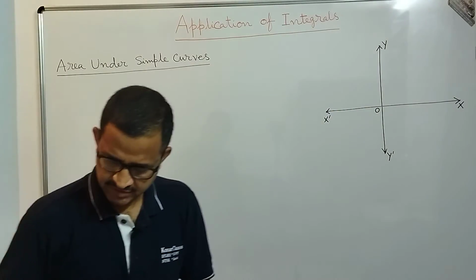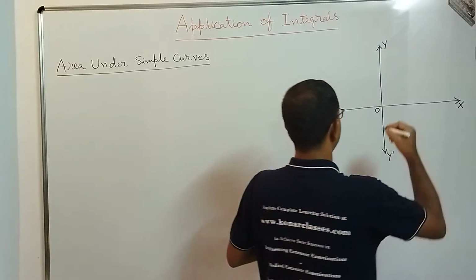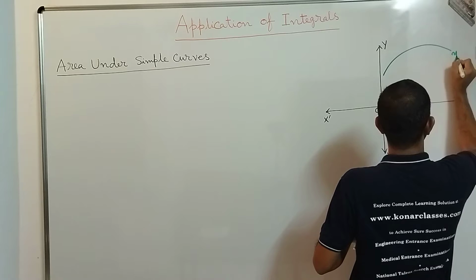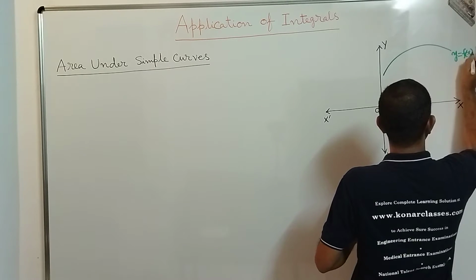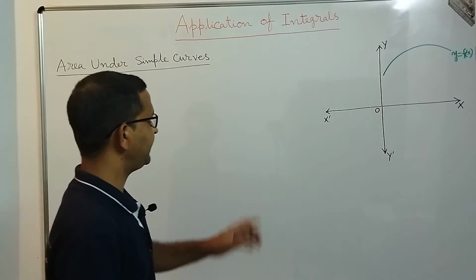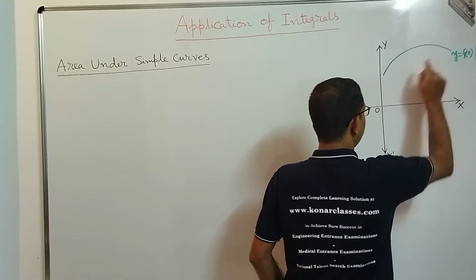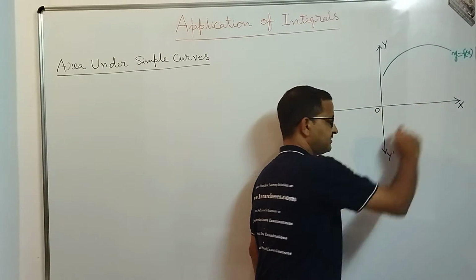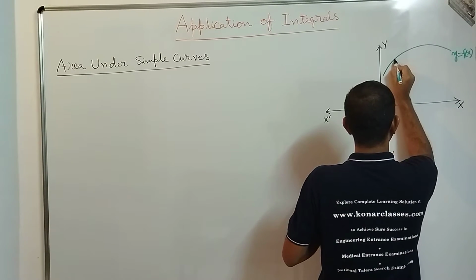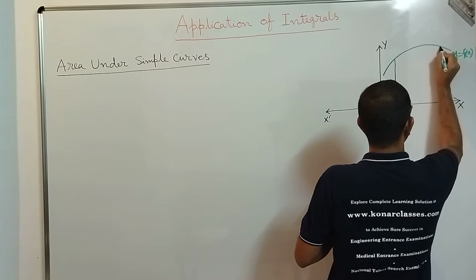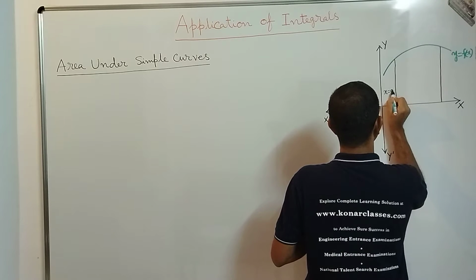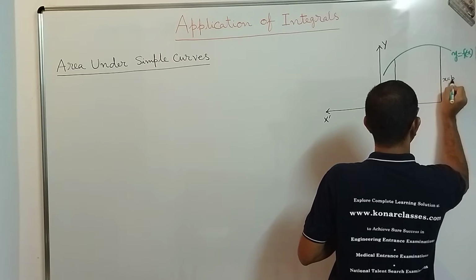Now suppose we have a curve something like this. So this is a curve, and let's say the equation of this curve is y equal to f(x). Now what we are interested in is finding the area bounded by the curve y equal to f(x), the x-axis, and two ordinates, that means two lines. One is x equal to a, and another is x equal to b. So this is the line x equal to a, and this is the line x equal to b.